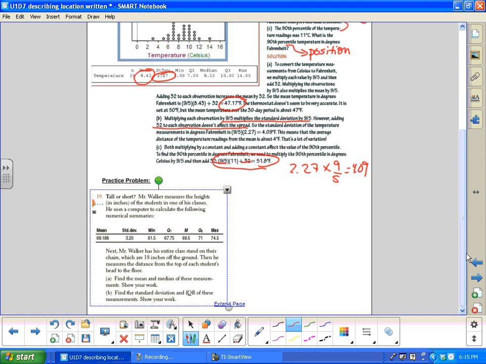All right, so here is an example. So y'all get together, work out this example, and then come back and I'll give you the solution.